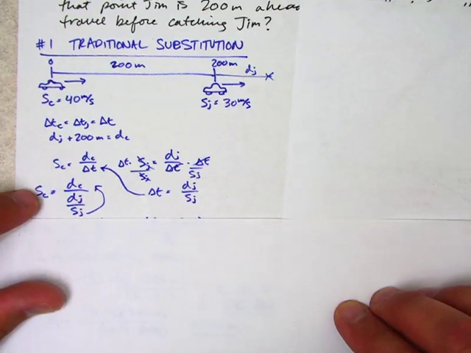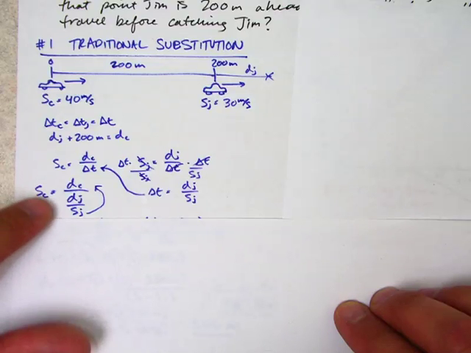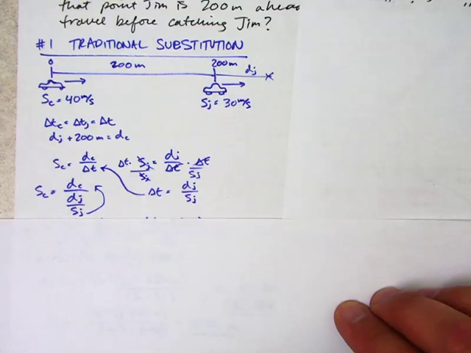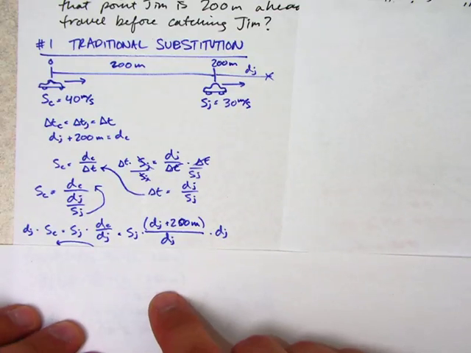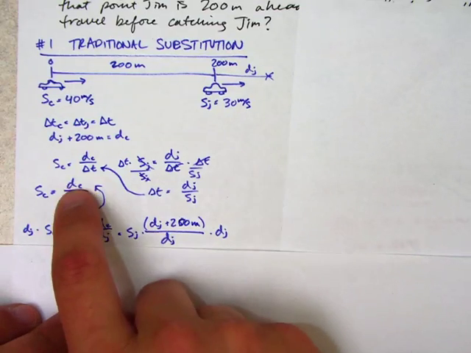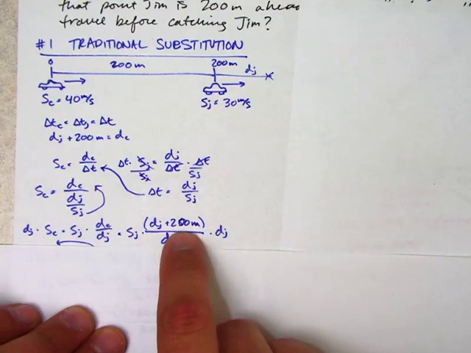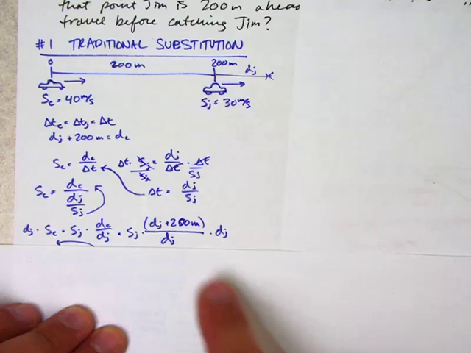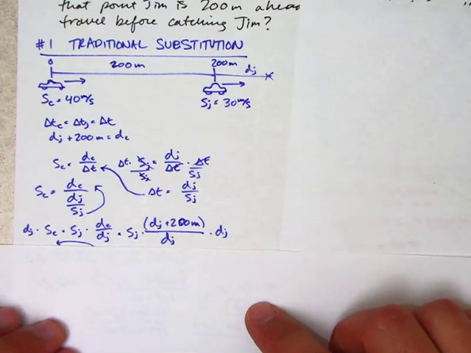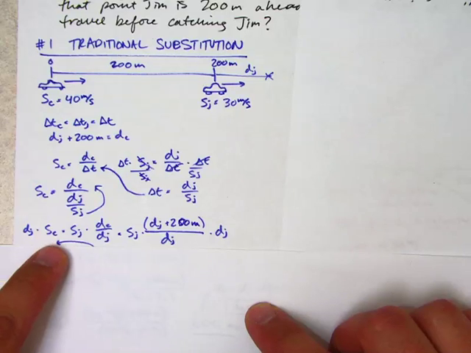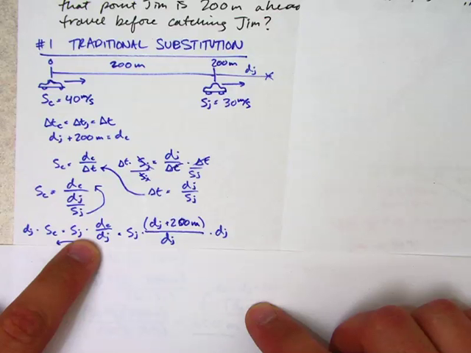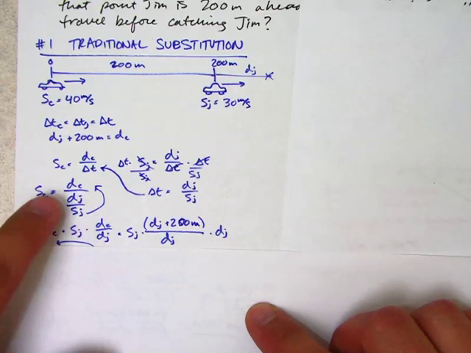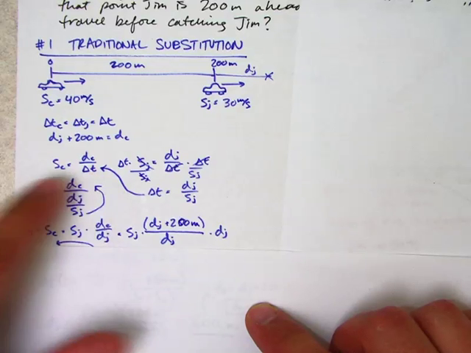So I got one equation in terms of the speed of the car, the speed of Jim, and the distance the car and Jim travel. It appears that I have 2 variables, but I can eliminate one because I know that the distance the cop travels will be whatever Jim travels plus 200, which I set up here. Once I substitute that in, I have one equation: the speed of the car equals the speed of Jim times the distance of the cop over the distance of Jim, which is basically taking the denominator and putting it in the numerator.